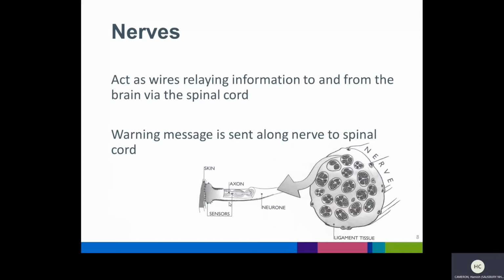So once we've created that little danger message by activating those sensors in an area, that little pocket of information is going to pass its way up our nervous system, so up the little nerve, and that's going to make its way all the way up till it gets to our spinal cord.